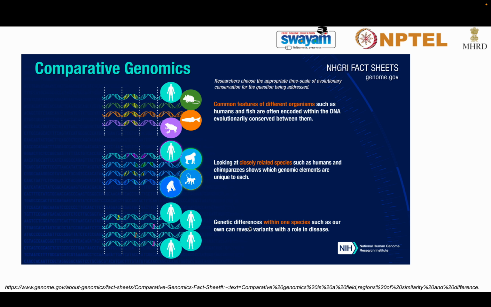Then another thing is genetic differences within one species, such as our own, can reveal variants with a role in disease. In this, they are comparing one species only, just the human, and then they are looking for the variants and how those variants are causing some disease. For example, when the genome of a patient and a normal person is compared, that will be referred to as comparative genomics, and it will give you the idea related to the variants which are causing some disease.